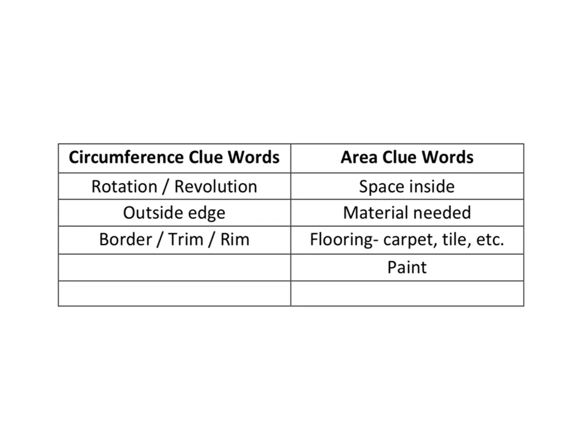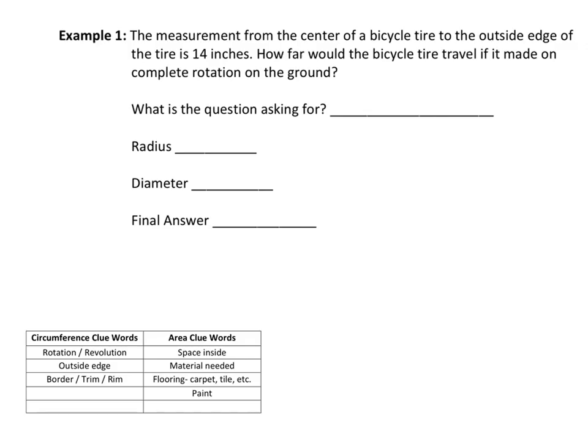Sometimes it asks for material needed to make something inside a circle, the flooring or carpet or tile that is needed for the inside of a circle, or sometimes the paint needed. Those would be area clue words. So here we have our first example.